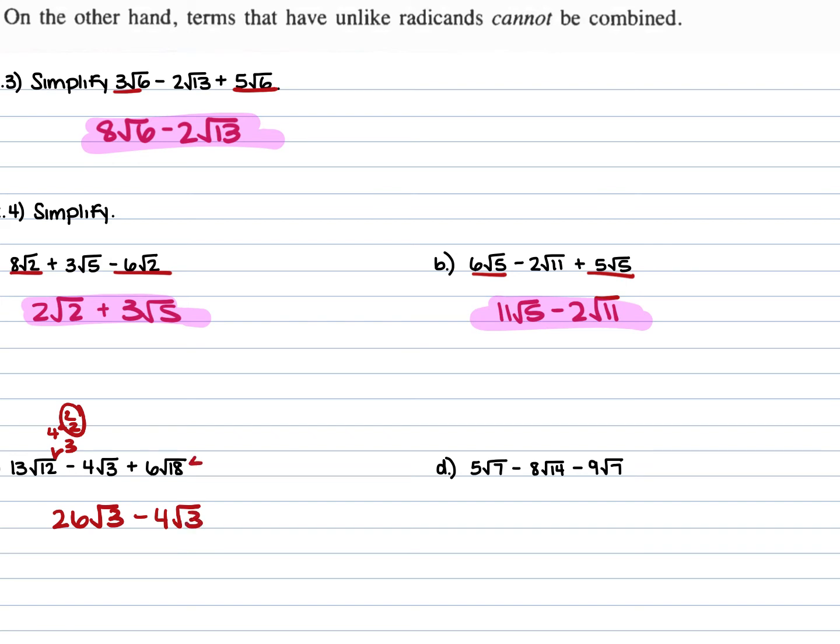That 6 square root 18, 18 is 9 times 2. 9 is 3 times 3. Those 3's pair up. So 6 times 3 is 18. Keep the square root of 2. Your so-called like terms here are the 26 square root 3 and the negative 4 square root 3. 26 minus 4 is 22. Keep the square root of 3 plus 18 square root 2.